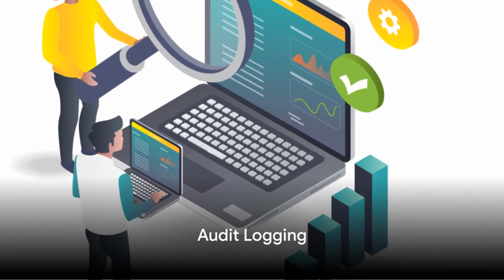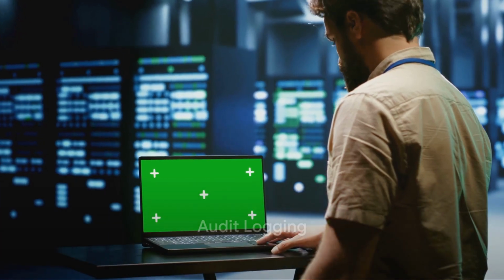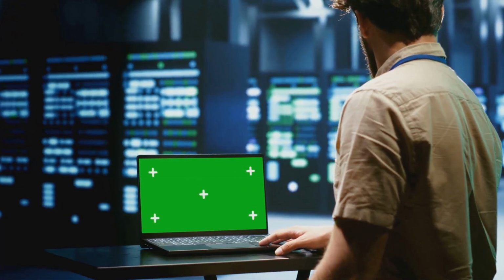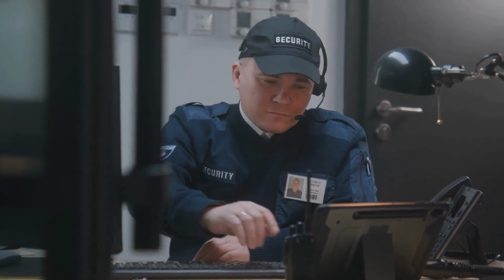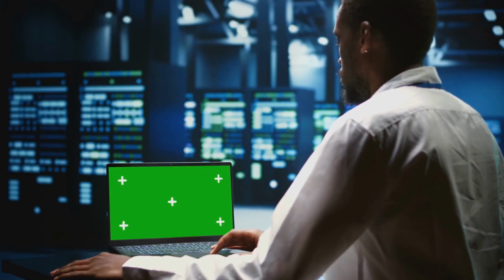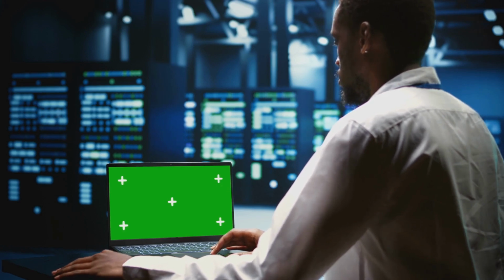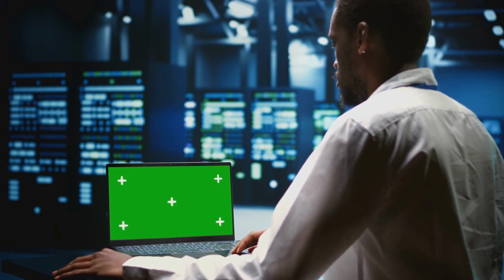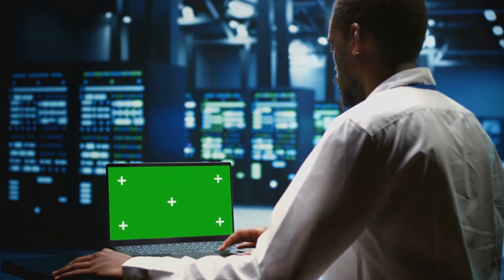Audit logging in Kubernetes tracks who did what and when, providing a trail of user and system activity. It's crucial for security analysis and identifying suspicious behavior. Ensuring comprehensive audit policies capture relevant events like changes to workloads or configurations aids in security and compliance efforts.